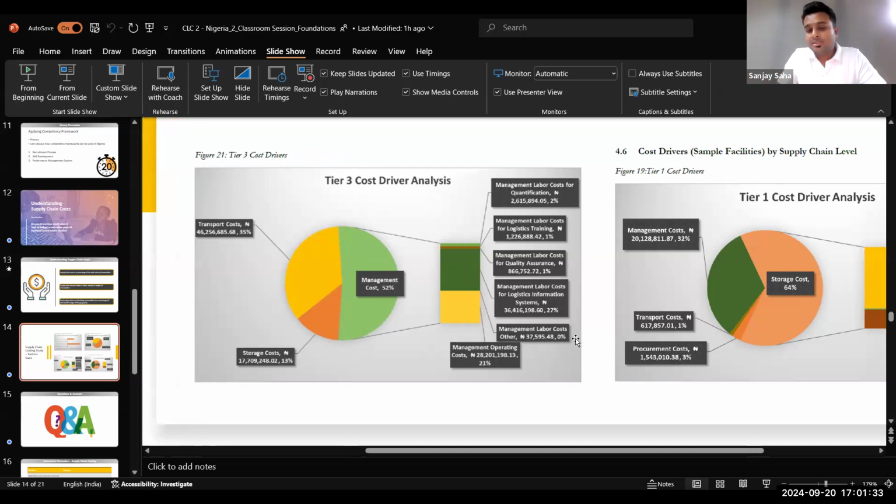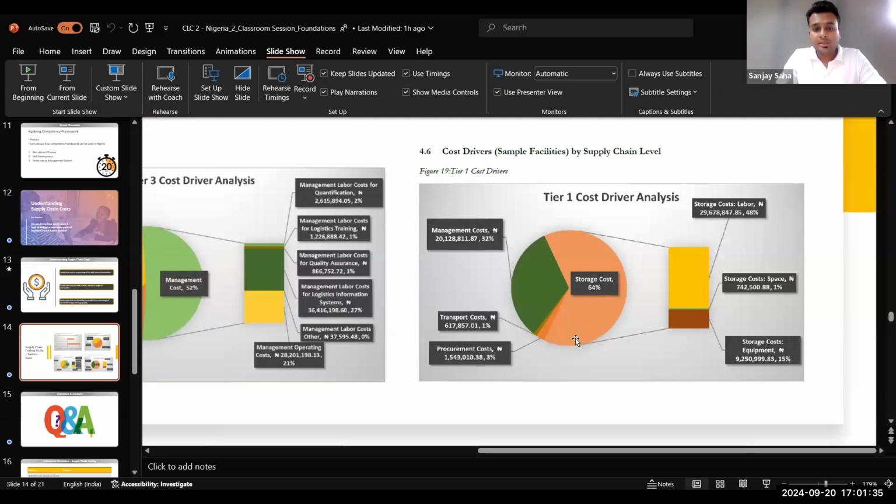Now, if you go to the image, last one, now this is for facilities. You will see storage costs are higher because products stay for more time at any facility because they have to dispense it. Management costs are significantly less. Transport costs are negligible because they are not transporting it anywhere, they are receiving it. And procurement costs are very few when they are doing any emergency procurement. So all this they have done. So I'm just showing you some basic images.